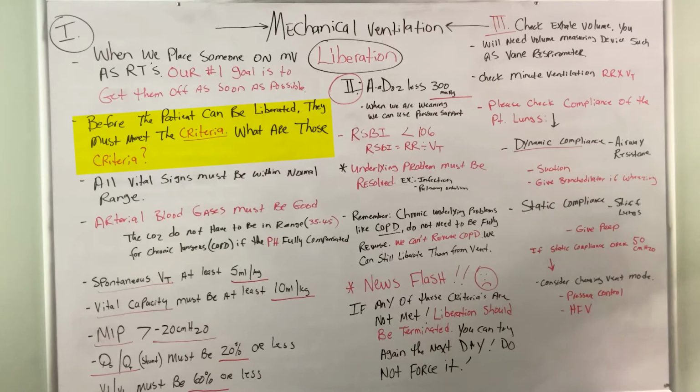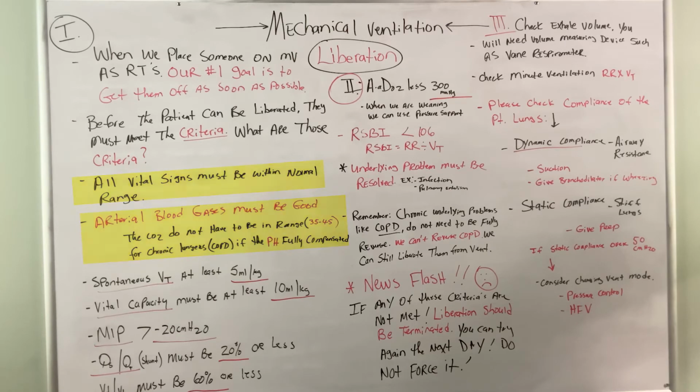And I want you to get used to hearing and seeing the word liberated because we're getting away from the term weaning. But they must meet criteria. What are those criteria? Well, all of the vital signs must be within normal range. Arterial blood gases must be good. The CO2 does not have to be in the range of 35 to 45 for chronic lungers or patients that are COPD, if the pH is fully compensated. They may have a funky CO2, but the pH is within a normal range which compensates for the CO2. So be careful right there, because COPD patients will not have a CO2 within the normal range of 35 to 45, but yet they are just fine.